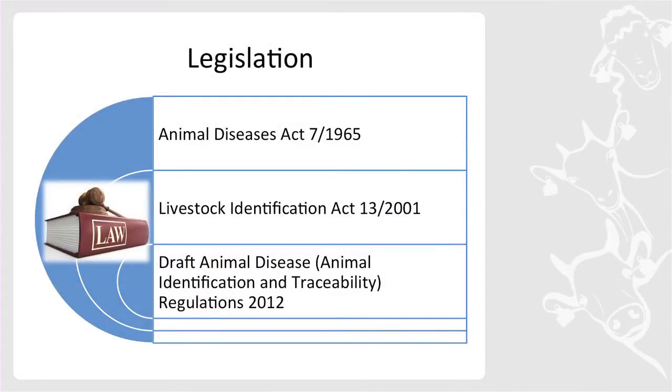SLITS is governed by two principal pieces of legislation. We have the Livestock Identification Act, 13 of 2001, which provides for the registration of livestock identification marks, as well as the compulsory marking of stock. We also have the Animal Diseases Act of 7 of 1965, which is responsible for all animal health issues in the country, as well as movement controls. We also have draft regulations under the Livestock Identification Act, which are still awaiting to be passed by Parliament.